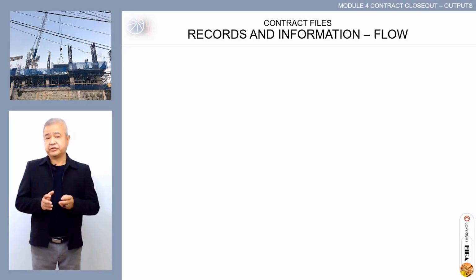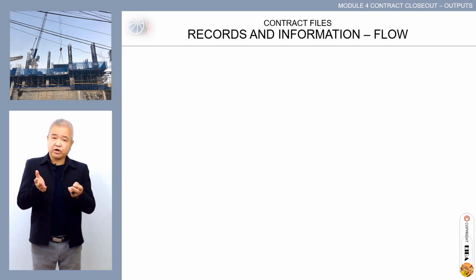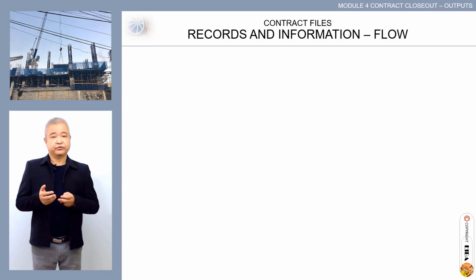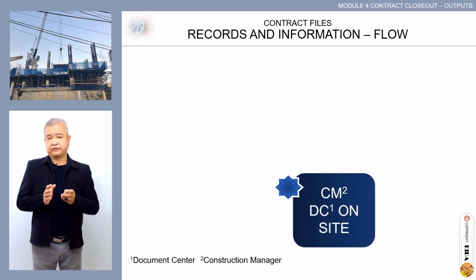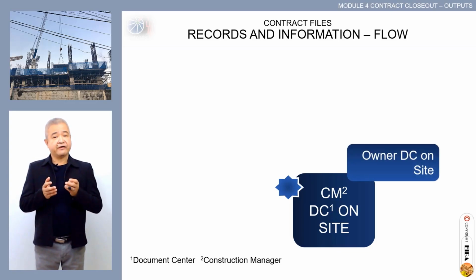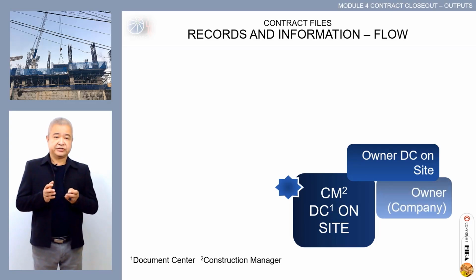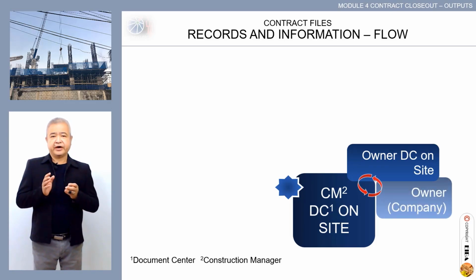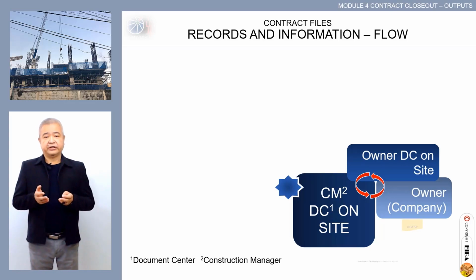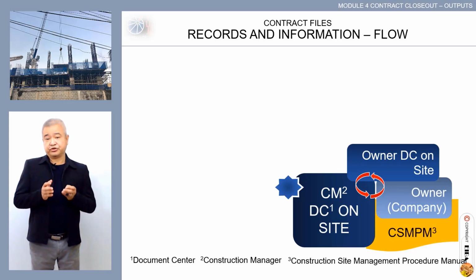I will show you a typical records and information flow of a large project. Your project, if smaller, can adapt to this setup. Central to the flow is the construction manager's DC, document center on site. The owner may have a document center on site too. The owner, in this case, is a company. The three entities interface with each other. How these entities manage the records and information are guided by the Construction Site Management Procedures Manual.